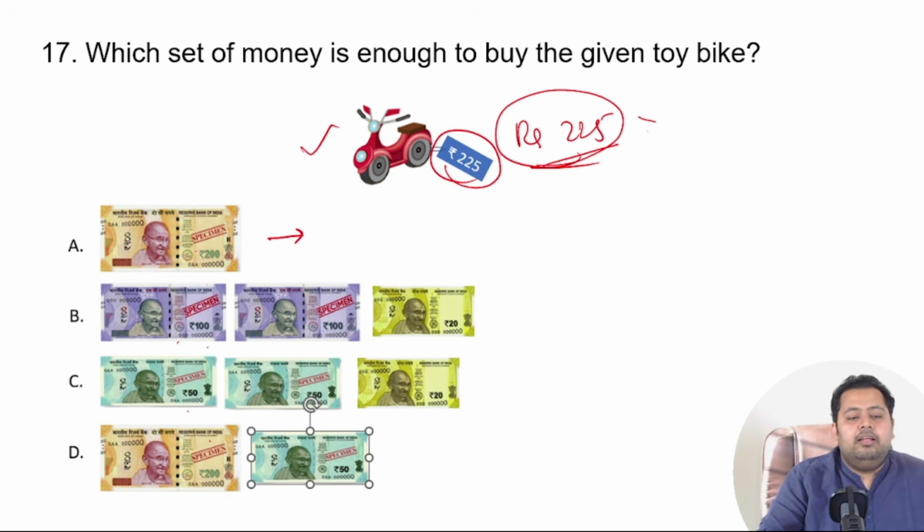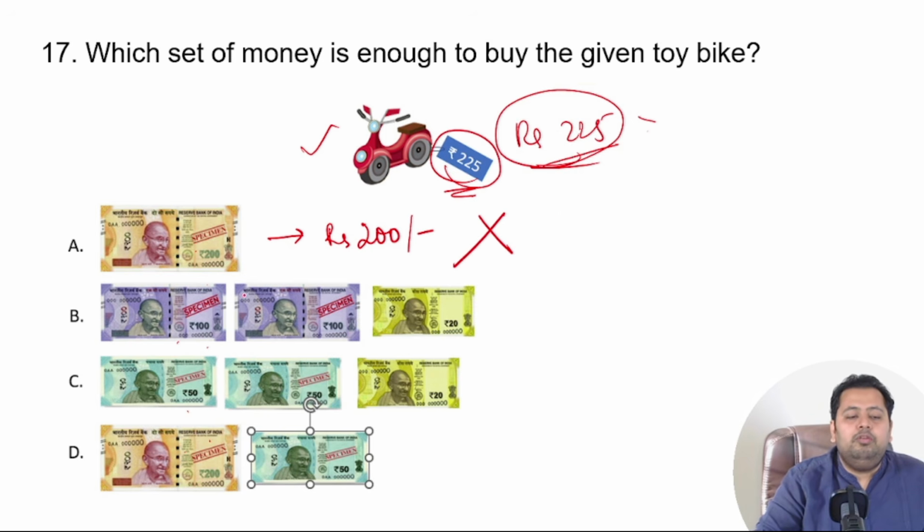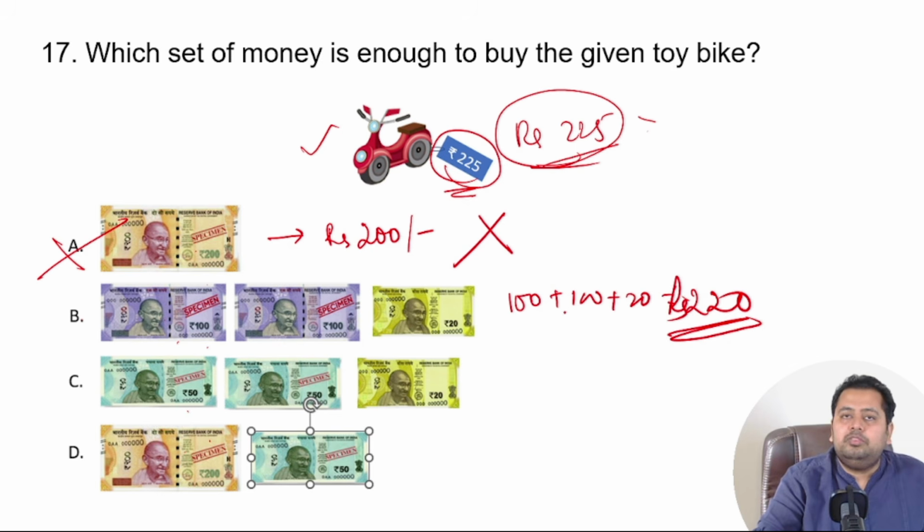Option A is showing a rupees 200 note, right? So it's just rupees 200, but rupees 200 is less than 225, and so you will not be able to buy. So option A cannot be the answer. Option B, you can see it is 100 plus 100 plus 20. If you add it, this becomes rupees 220. Is rupees 220 greater than 225? No. So you will not be able to buy the toy bike.